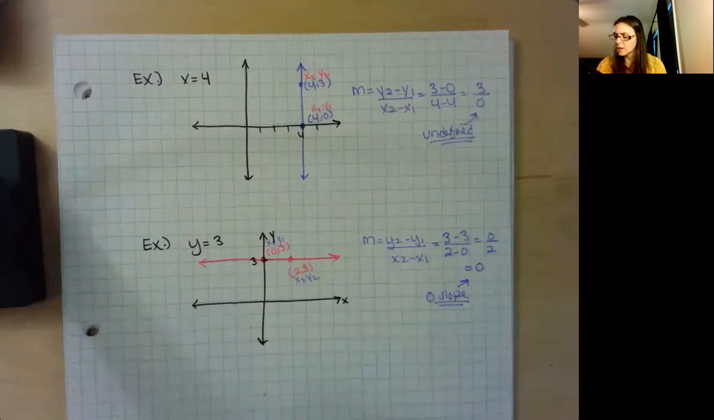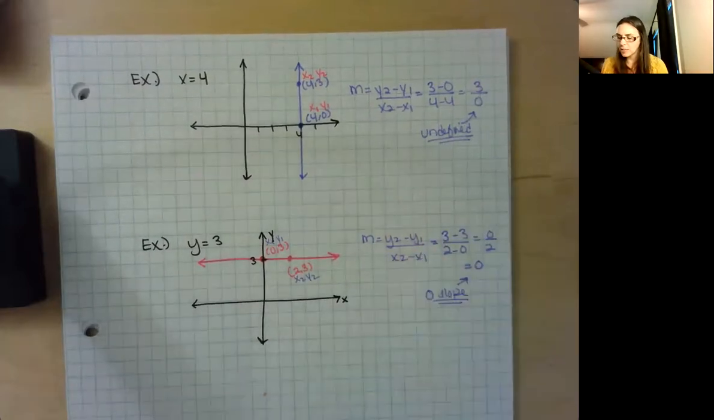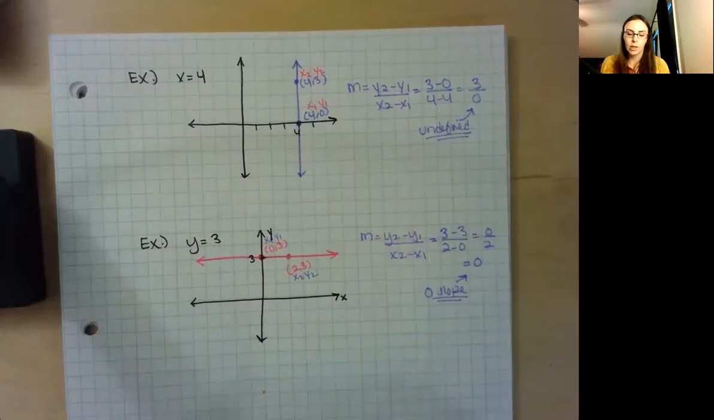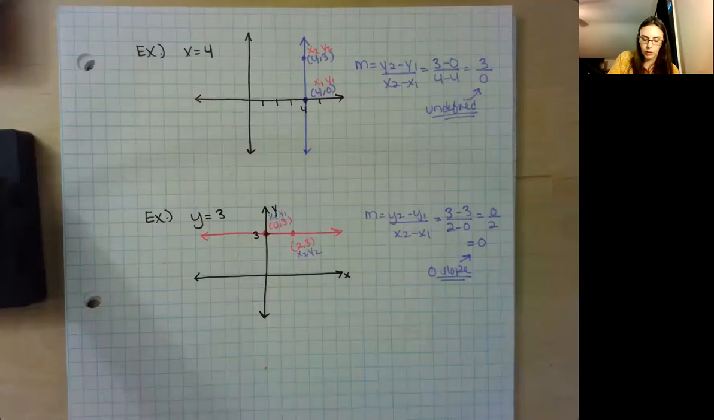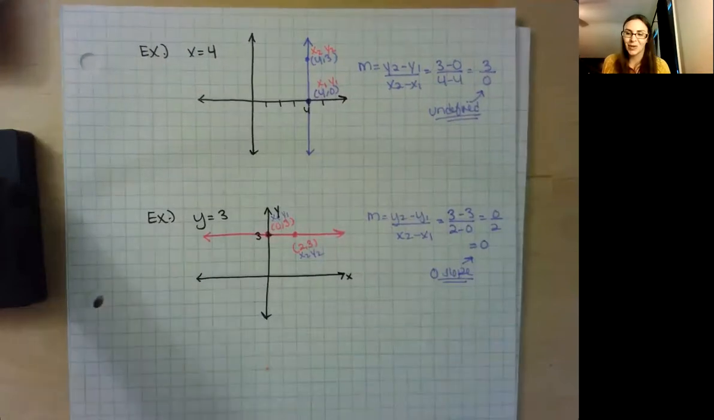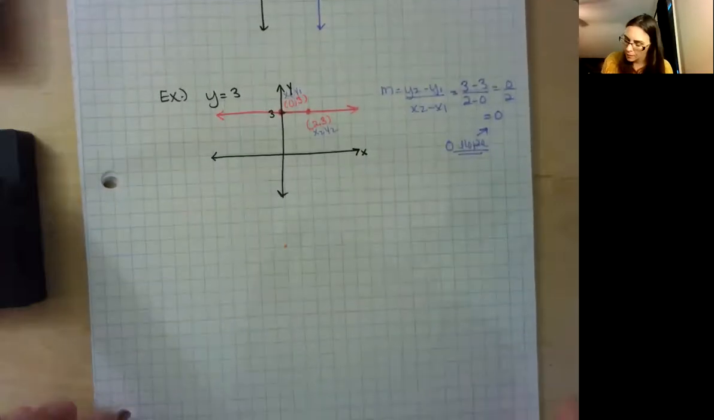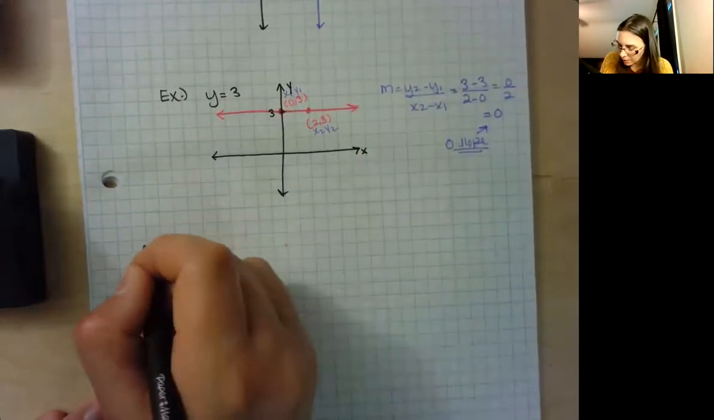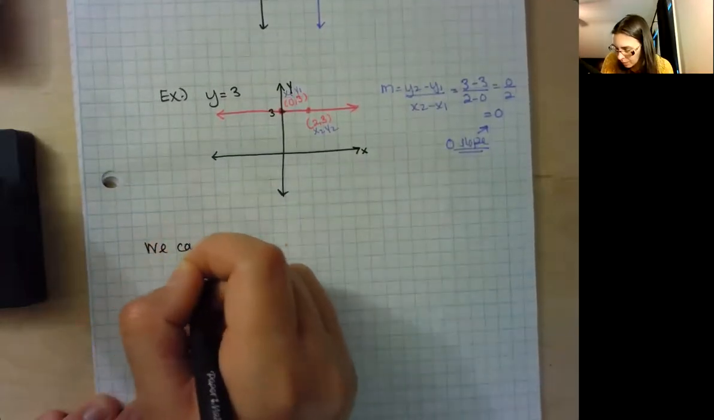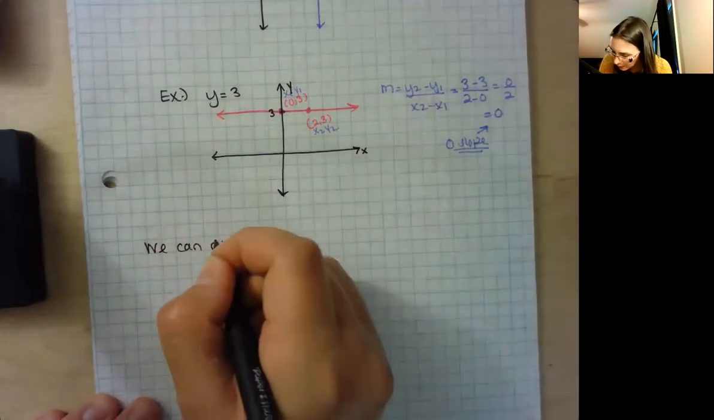So this formula here, y2 minus y1 over x2 minus x1, is a really, really common formula that we often use. Now there's lots of ways to find slope, but there's another way to find slope too that we often see. And that's with an equation.